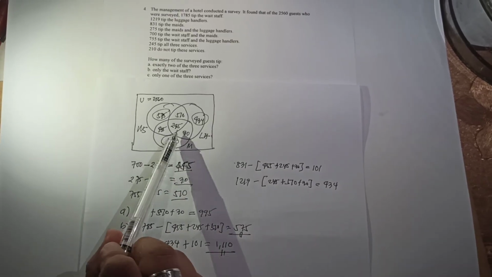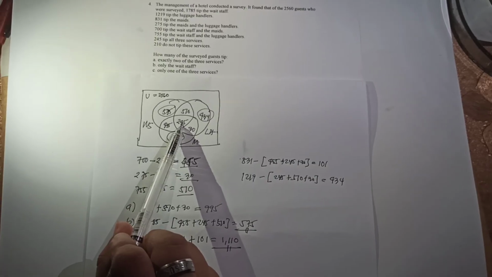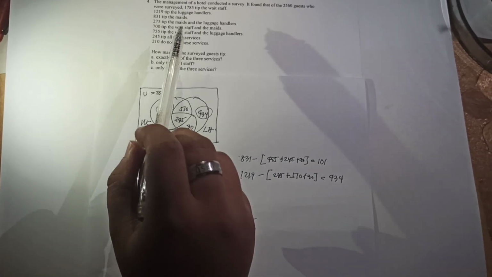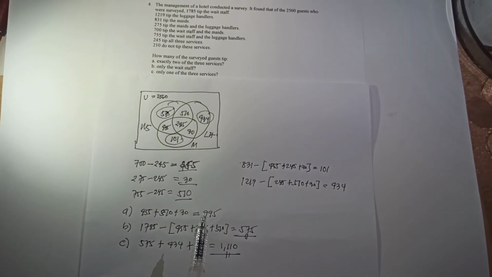So take note, the very easy way is you're going to locate the tip of all 3 services. Then given here, we're going to subtract in order for you to get alone for wait staff and maid, and same process we'll do in other ways and other wait staff and other guests that have been tipped. Okay, so thank you for listening for number 4.